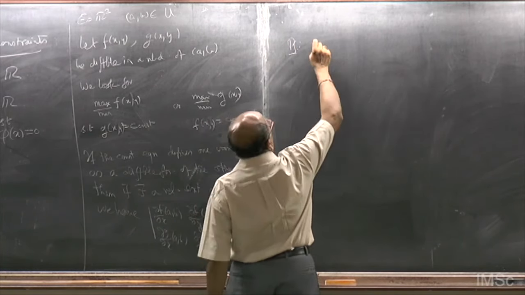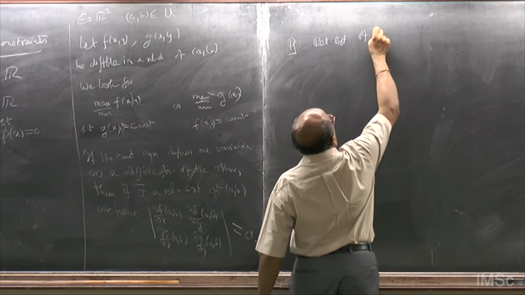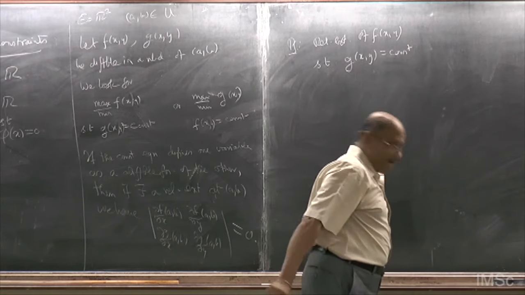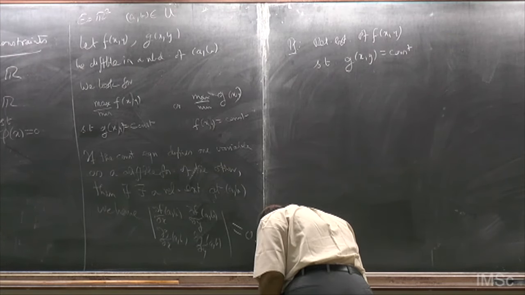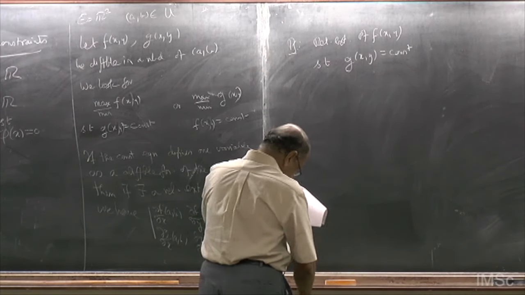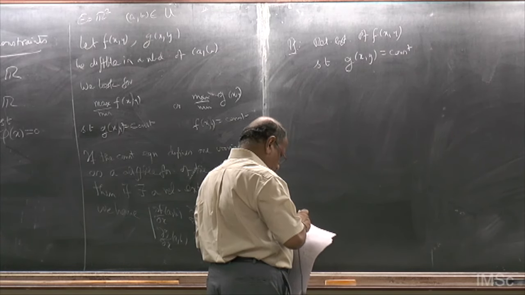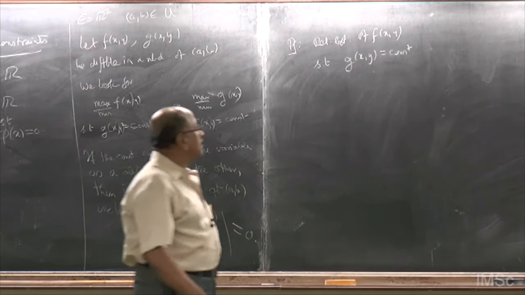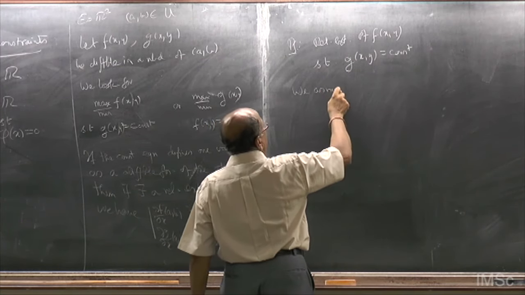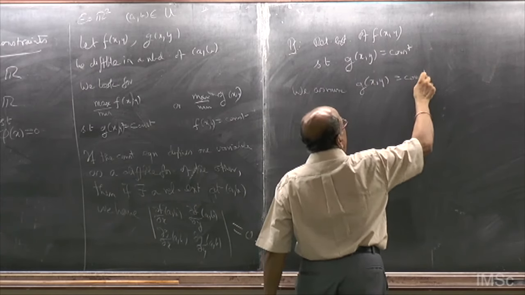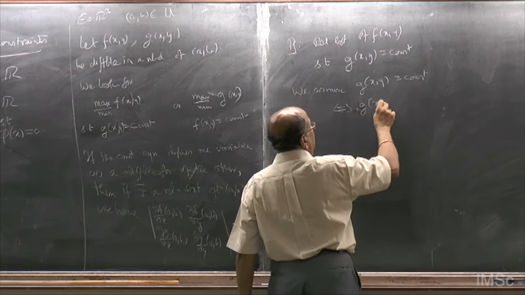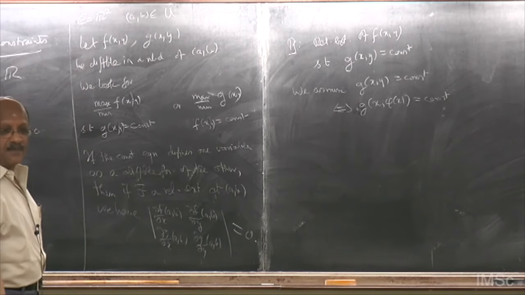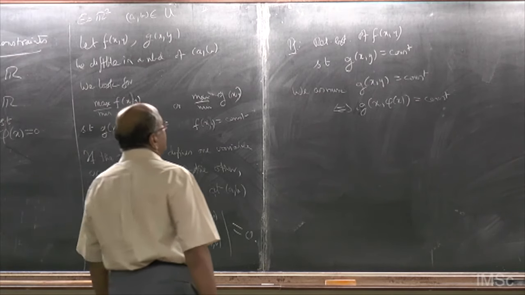So, let us fix an example. We are taking the relative extremum of f of x y such that g of x y equals constant. All other cases you can do similarly, and we assume g of x y equals constant. This is the same as saying g of x, phi of x equals constant. That is, one variable can be expressed as a function of the other.